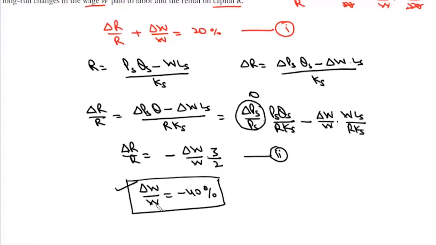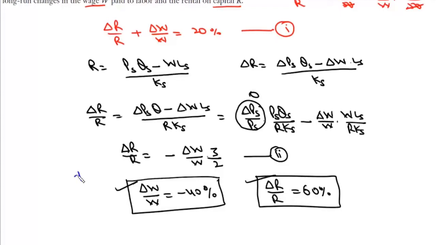And if we put delta W upon W as 40%, we'll get this as 120 by 2, 60. So rental, it is going to increase by 60%. And this result is consistent with Stolper-Samuelson theorem, because price of computer has increased and computer is capital intensive, and therefore the rent on capital has increased and the rent on labor has decreased.